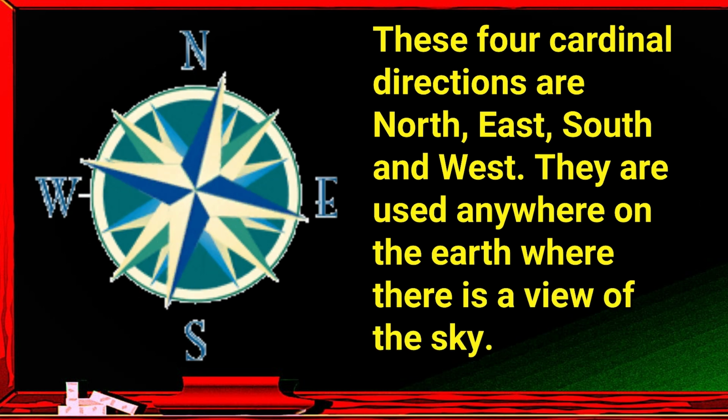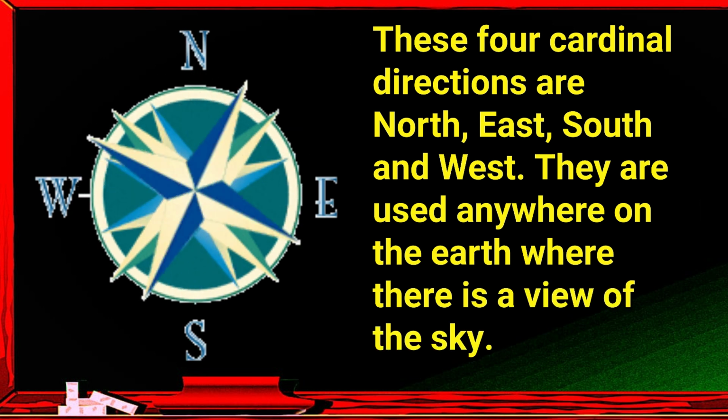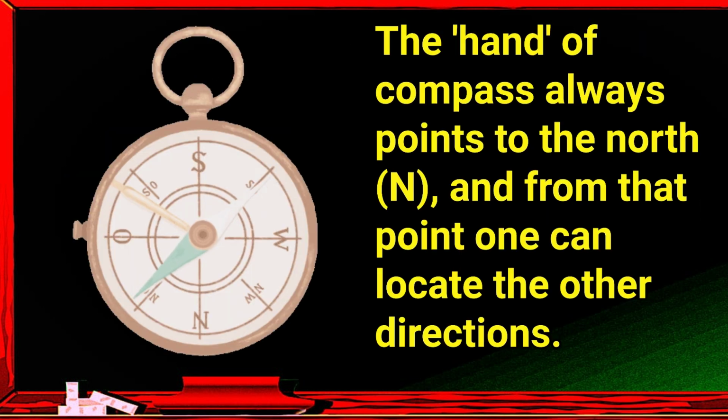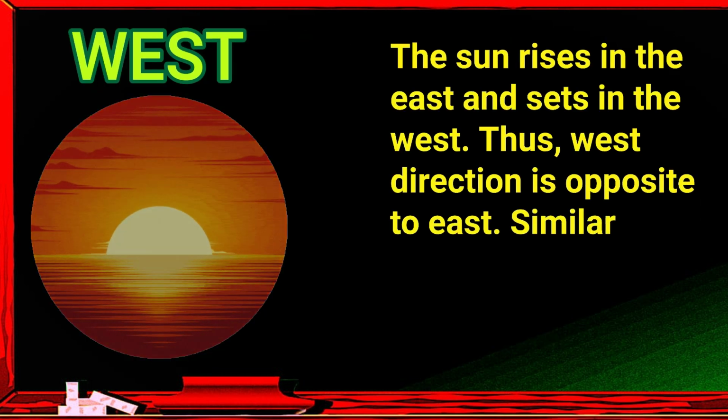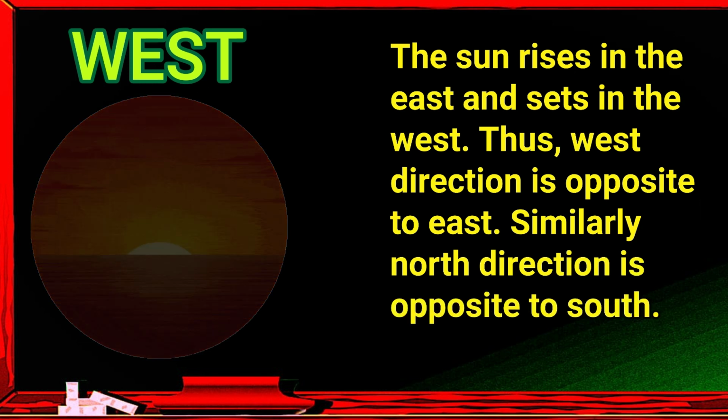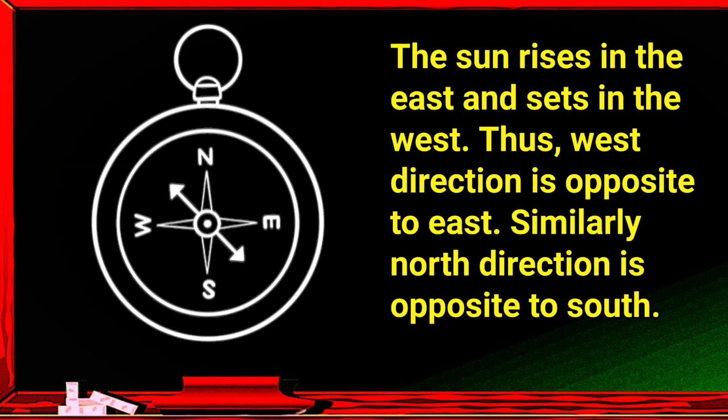They are used anywhere on the earth where there is a view of the sky. The hand of the compass always points to the north end, and from that point one can locate the other directions. The sun rises in the east and sets in the west. Thus, west direction is opposite to east. Similarly, north direction is opposite to south.